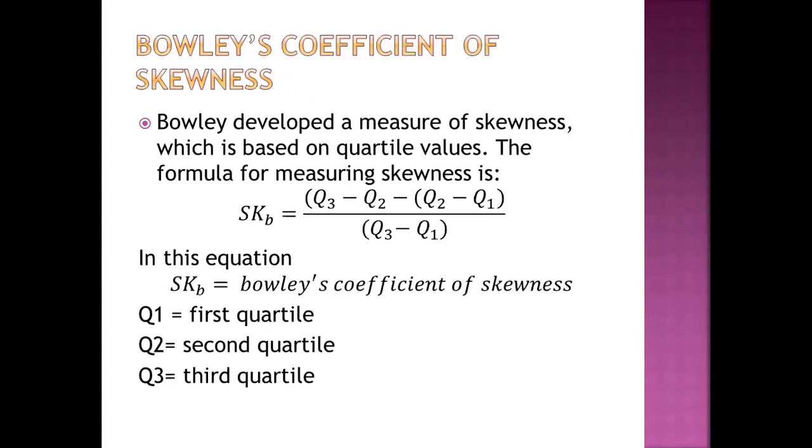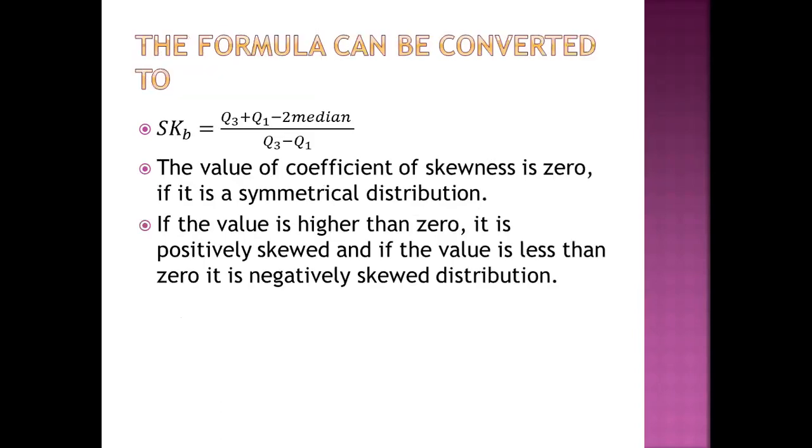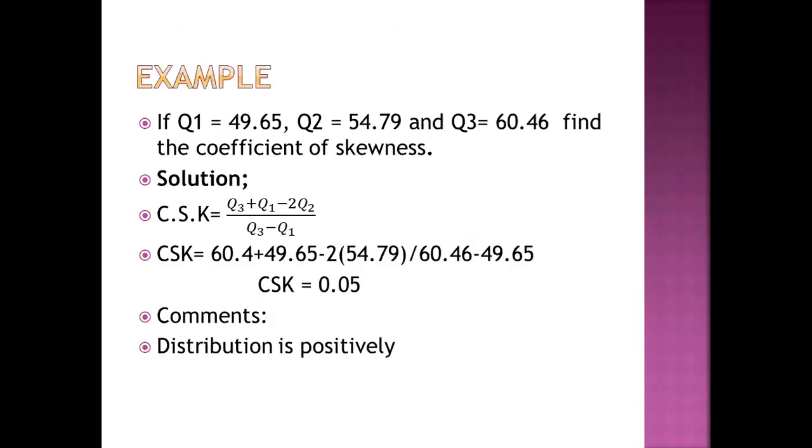Now the Bowley coefficient of skewness. Bowley developed a measure of skewness which is based on quartile values. The formula for measuring is Q3 minus Q2 minus Q2 minus Q1 divided by Q3 minus Q1. So Q1 is the first quartile, Q2 is the second, and Q3 is the third. The value of the coefficient of skewness is 0 if it is a symmetrical distribution. If the value is higher than 0, it's positively skewed, and if it's less than 0, it's negatively skewed.